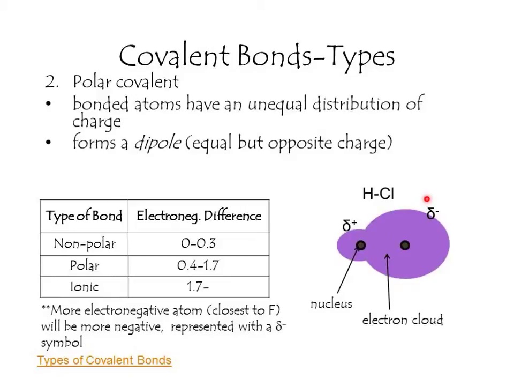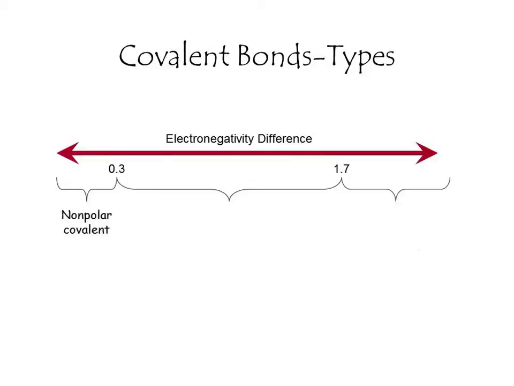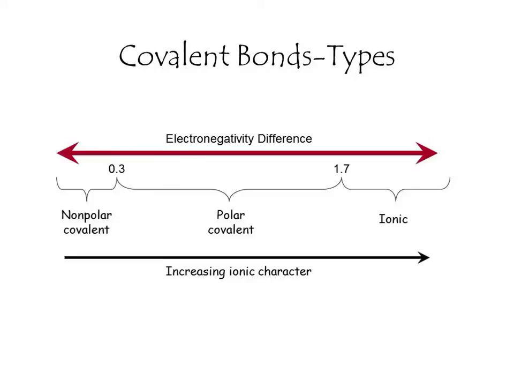So let's summarize this up. On your notes, you should create an electronegativity line. This is just basically telling you where we're going to find the types of bonds. So the first one you guys need to write is that between 0 and 0.3, you are going to find a nonpolar covalent. Between 0.3 or 0.4 and 1.7, you are going to find polar covalent. Anything higher than 1.7 is going to be ionic. So, general rule of thumb, the larger the number, you're going to be increasing in ionic character.